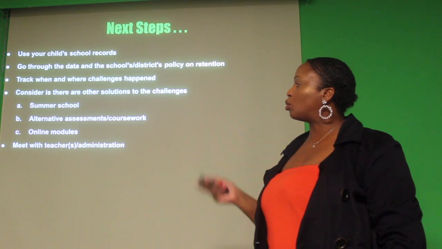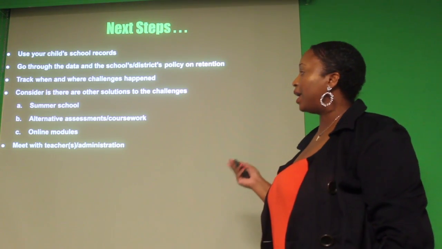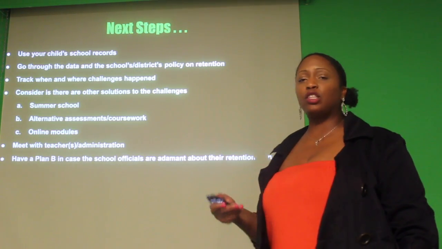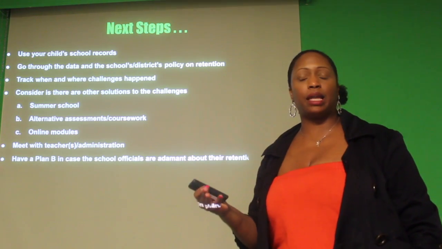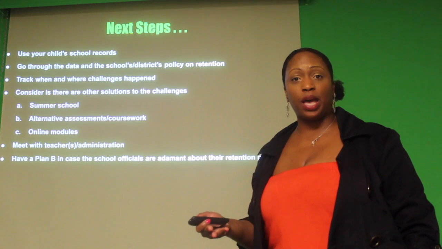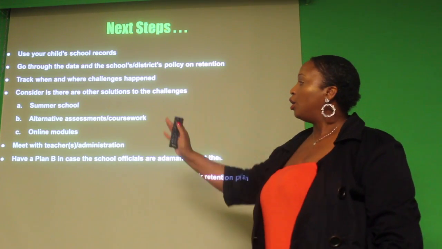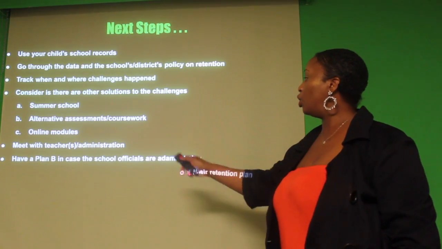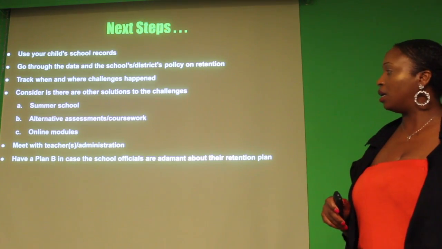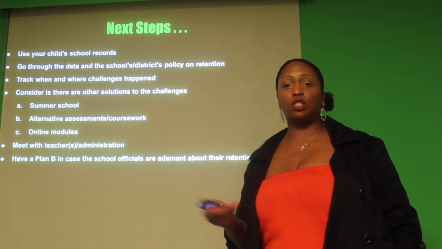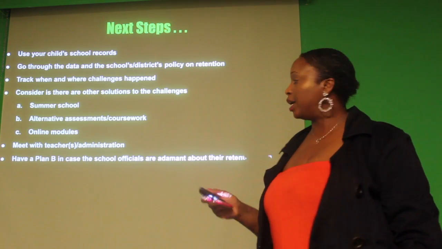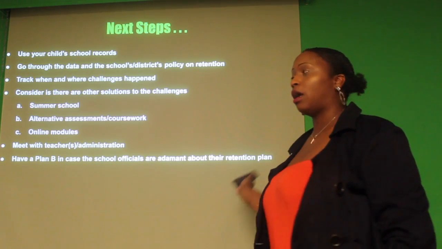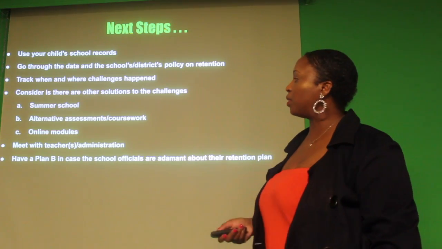Then you're going to meet with the school's administration and or teachers, whatever their setup is. And if that school already has a retention plan and they're not straying from that, it's their way or the highway, you need to have a plan B. Okay, as an educator or as a parent, you need to have a plan B. If you feel as though your child needs to be retained and they're not for it, or if you think that your child should not be retained and they're not trying to hear that, you need to come up with another plan.